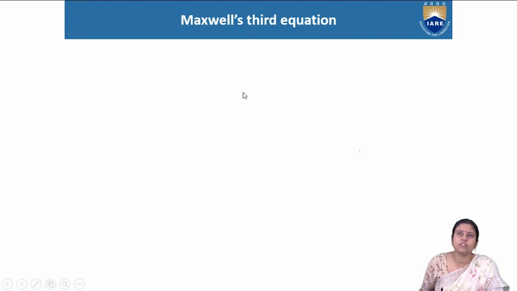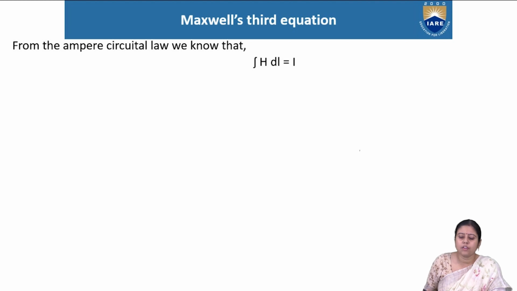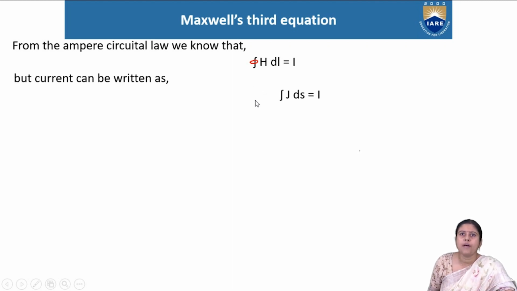Already we have discussed Maxwell's third equation many times. Just a quick review: from Ampere's circuital law, we can write that the integration of H dl is equal to I. Maxwell's third and fourth equations are both based on the electromagnetic rule, and this is the fundamental of the electromagnetic wave. So from Ampere's circuital law, we got the integration over a closed path of H dl is equal to I, and we also know that the integration of J ds is equal to I.